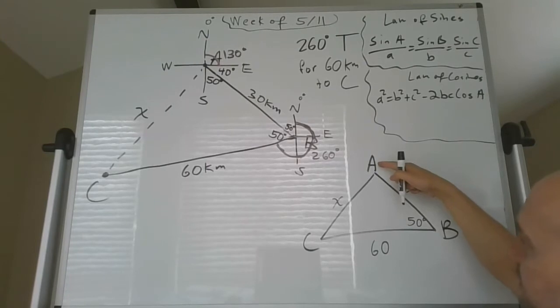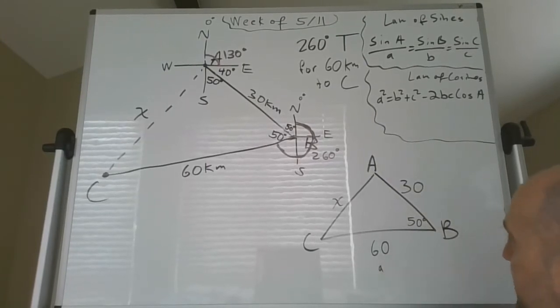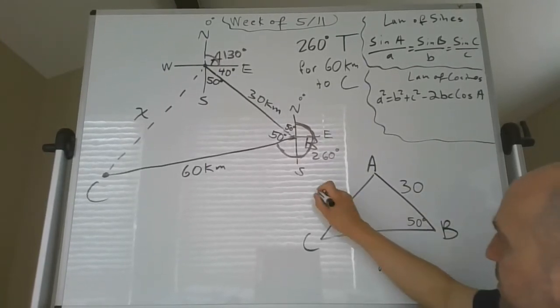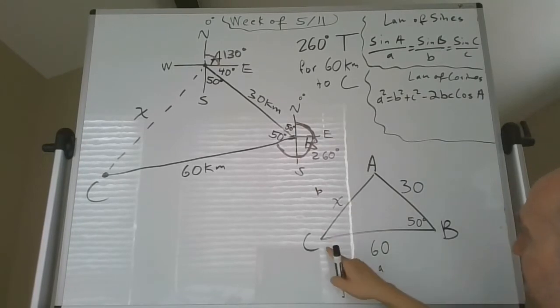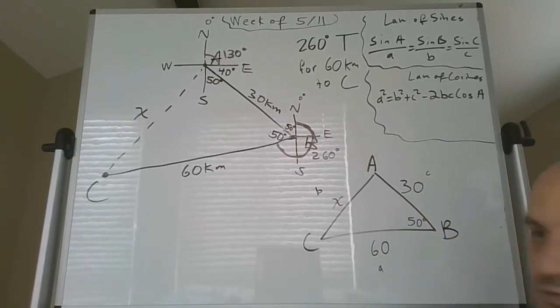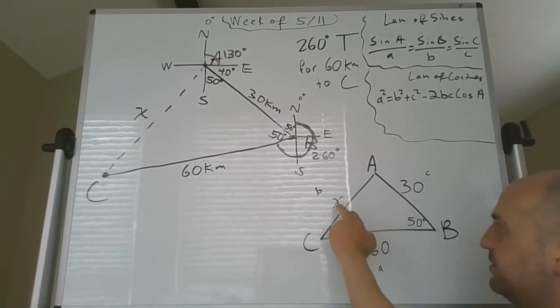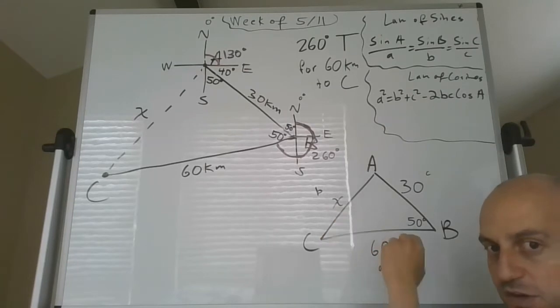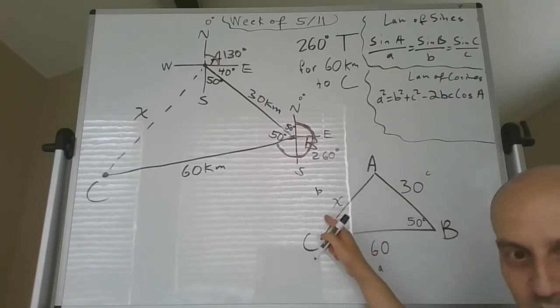Now, I'm going to label here angle A, side A. Angle B, side B. Angle C, side C. I cannot do law of sines because in order to have law of sines, I need to have at least one angle and side that correspond with each other. I do not have that because I'm missing the whole thing.